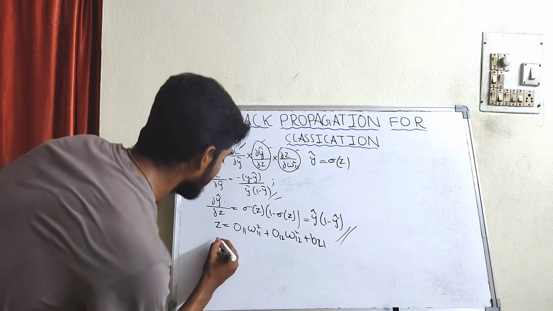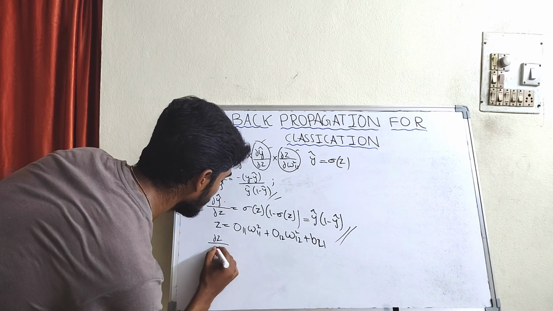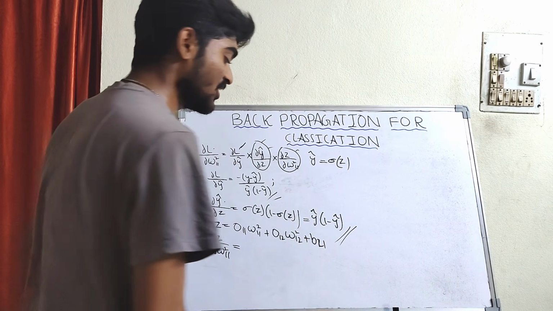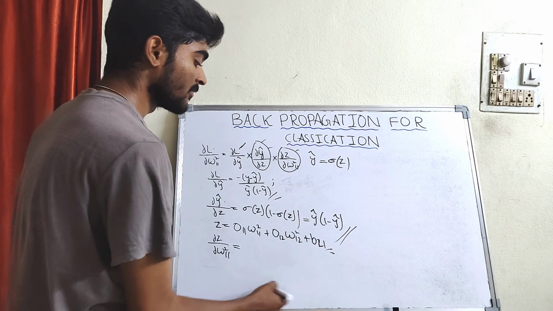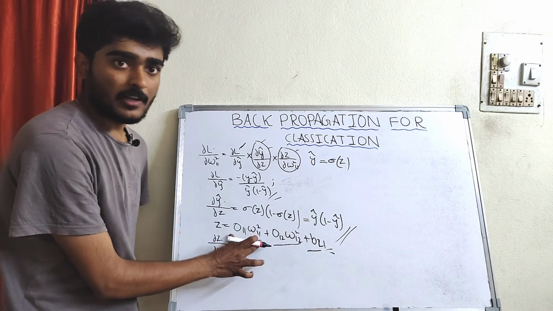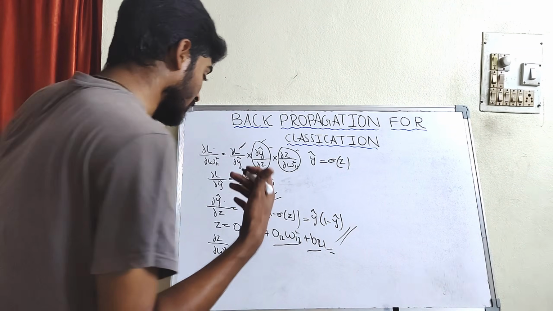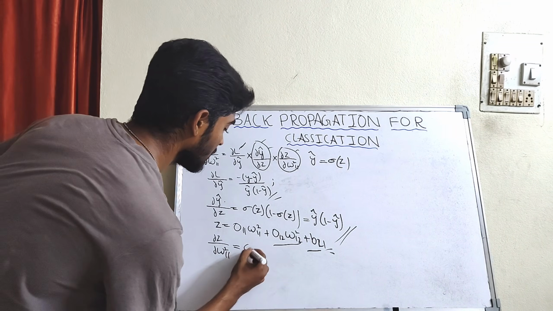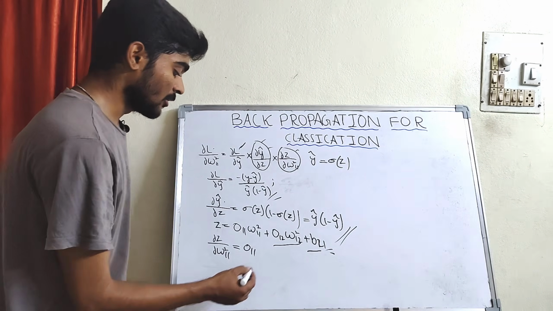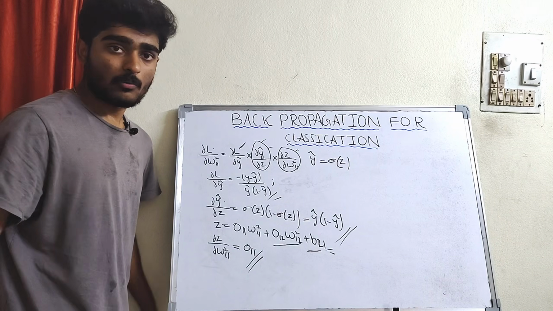The derivative value dou z by dou W211 is equal to, when I find the partial derivative of this equation, this value becomes 0, this value becomes 0. Now I'll be left with this value. The derivative of 2x with respect to x is 2, right? So similarly, the output of this derivative is O11.